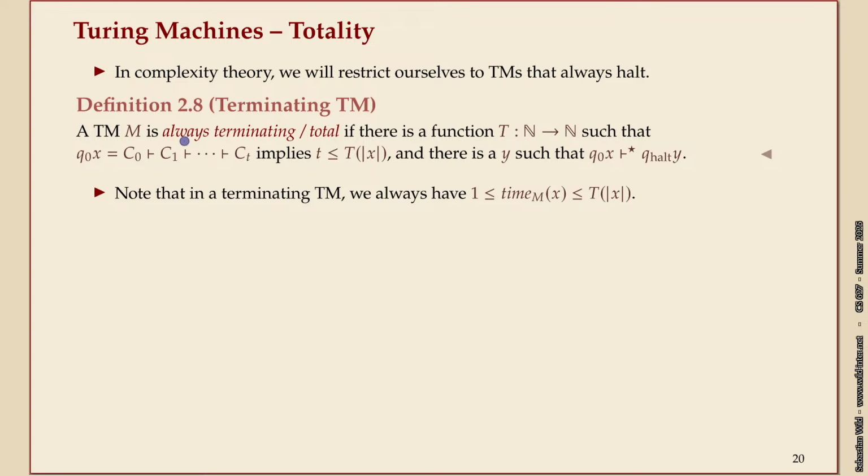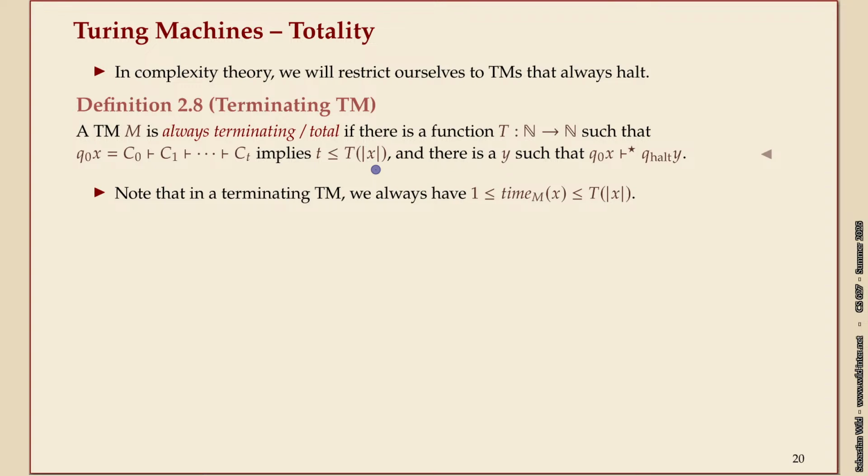The definition of what I mean by don't run in cycles is this. A Turing machine is always terminating, or computes a total function. I'll try to use always terminating. I find it a bit more intuitive. If there's a way to bound the time it takes, so there's some function t, so that whenever I have a computation from some initial input in the initial state, and I go through a sequence of computations, there has to be an upper bound on how many steps I can possibly go. It's basically ruling out infinite loops.